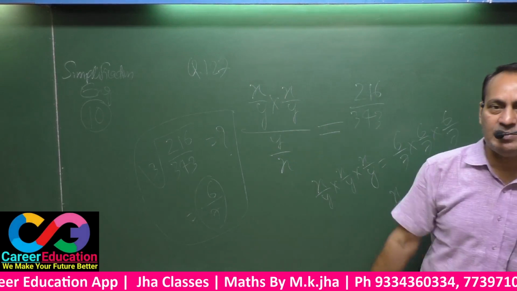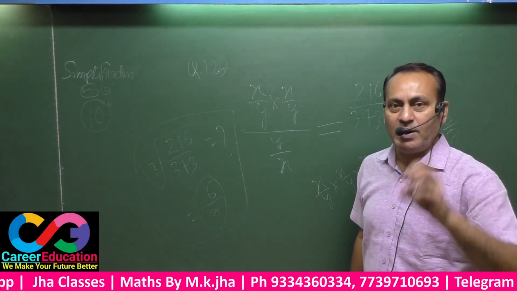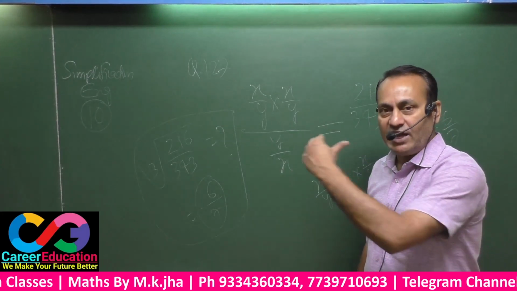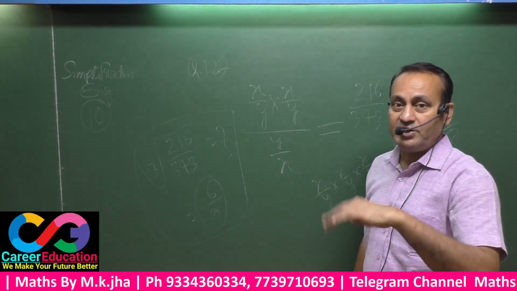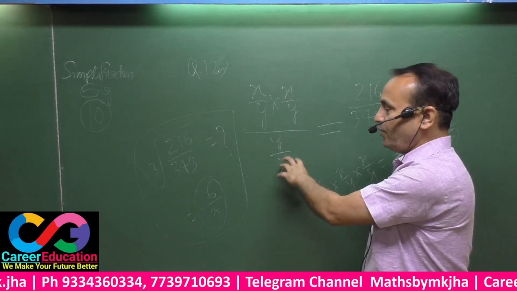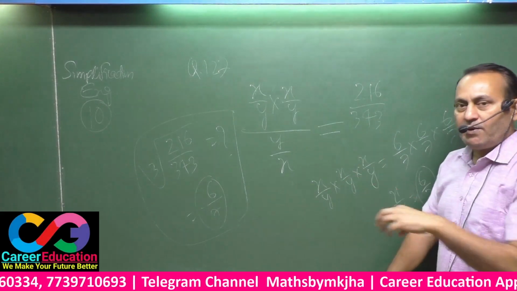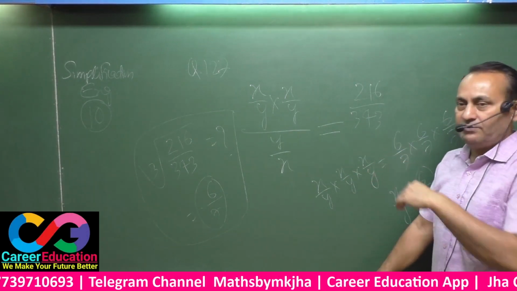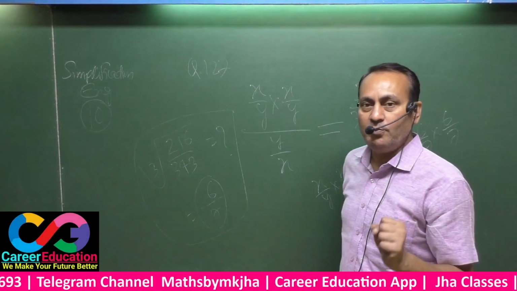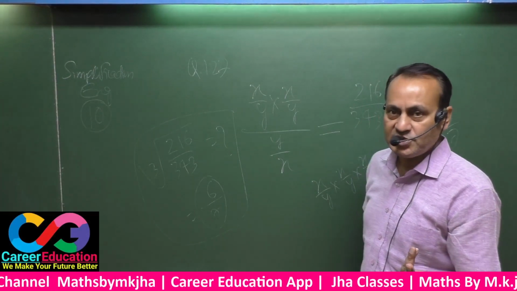If you go through the basic methods, suppose a fraction x by y is to be multiplied by x by y itself, and then the result be divided by the reciprocal, that means x by y, reciprocal will be y by x, be divided by y by x. Then you got x by y whole cube equals 216 by 343. That means x by y whole cube will be 6 by 7 whole cube. Cube will be cancelled. X by y will be 6 by 7. This is your answer.